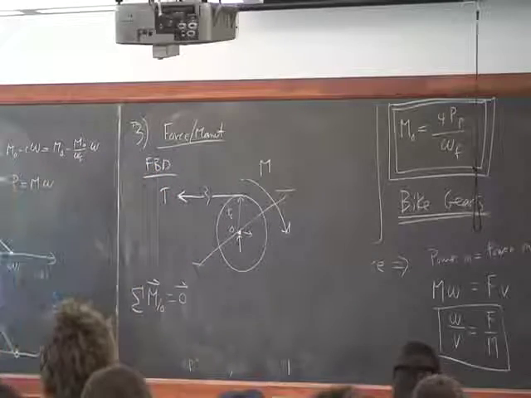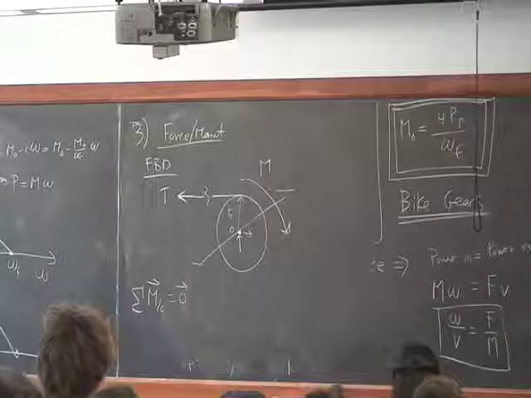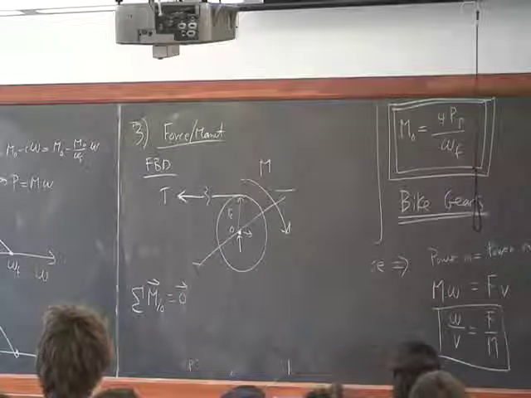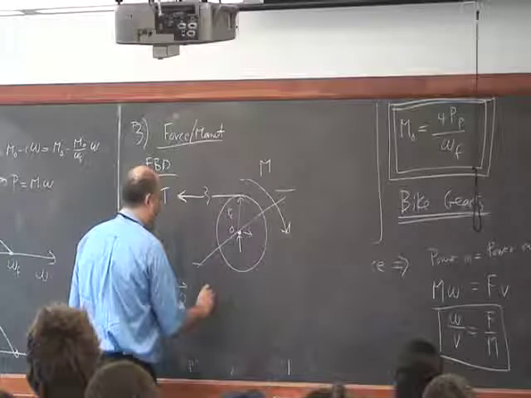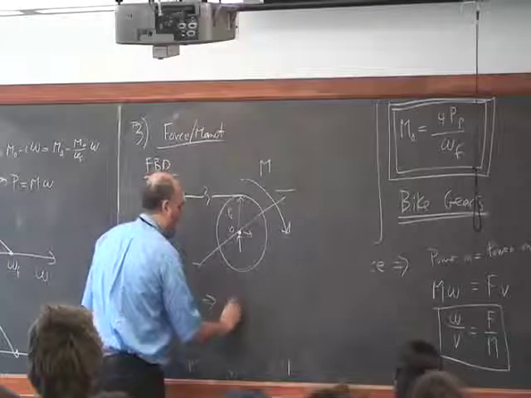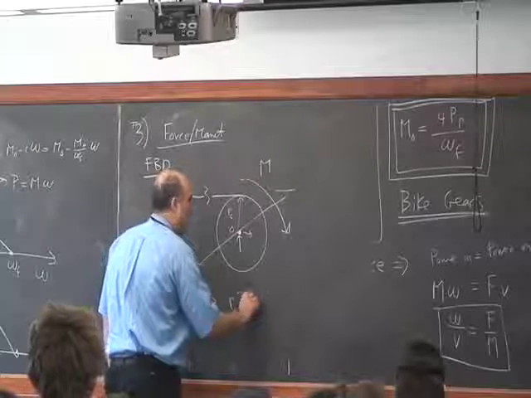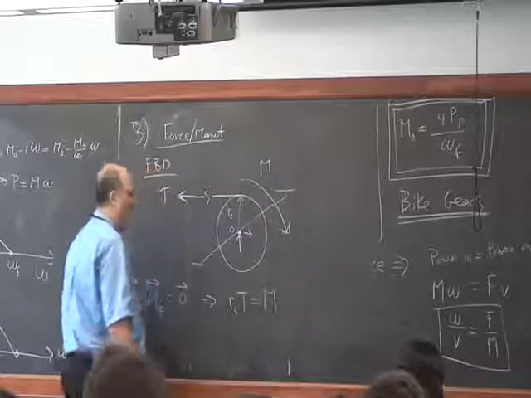We use, again, the principle of the teeter-totter, but only the statics part of it. We don't worry about the motion part of it. And we have that moments have to balance. So this radius of the chain wheel multiplied by this tension in the chain has to equal the supplied moment.